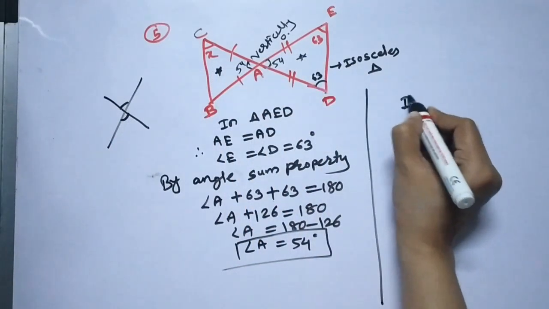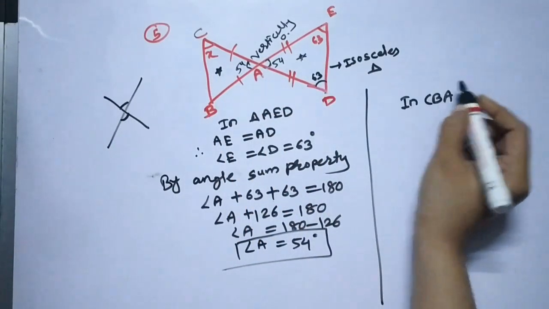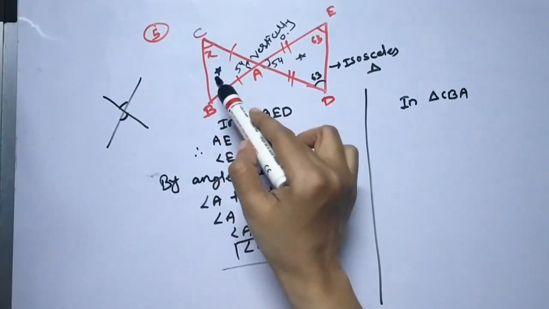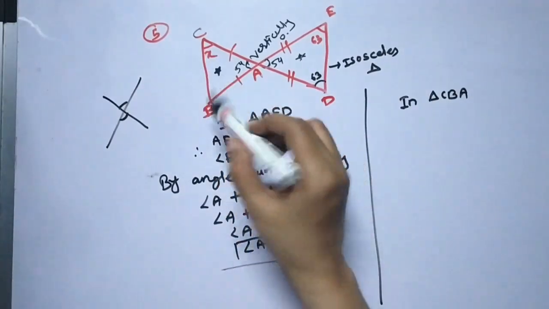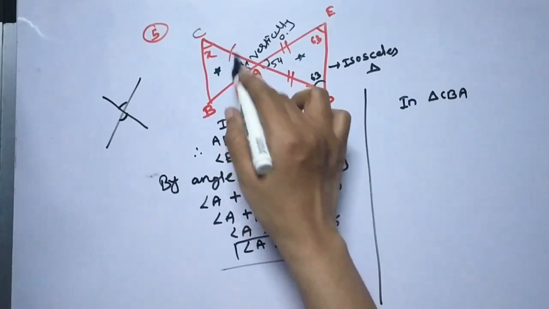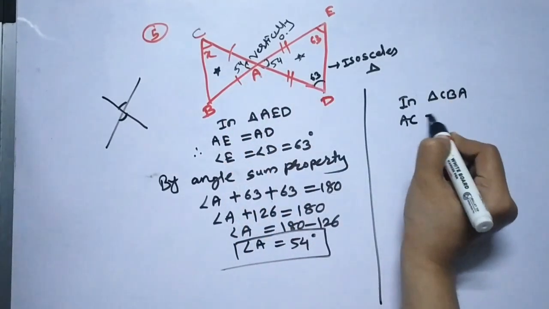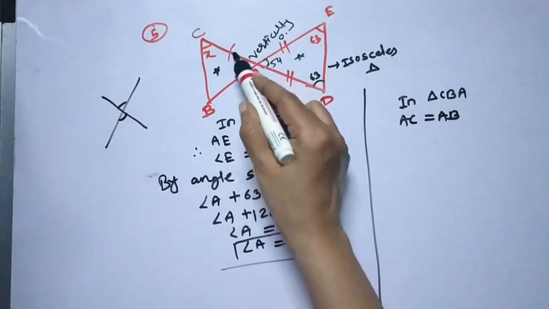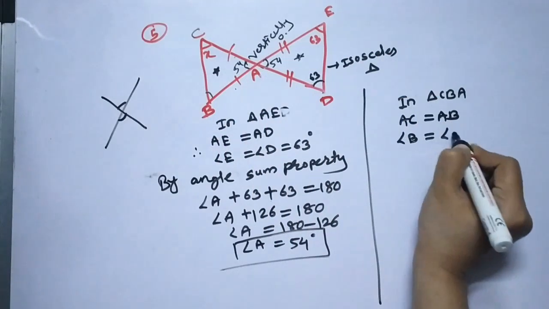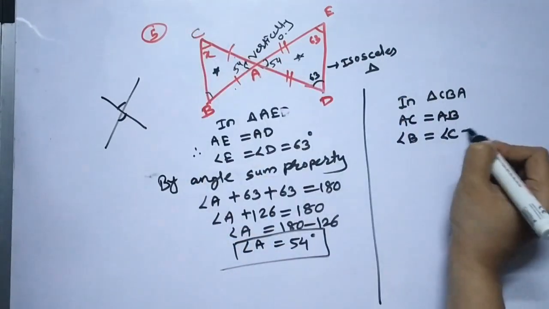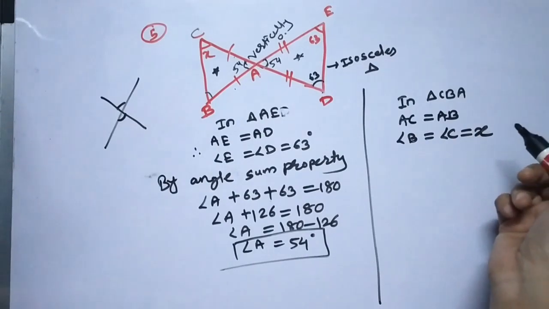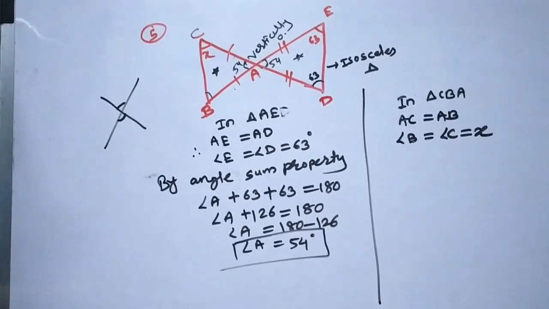So in triangle CBA. So friends, in this triangle CBA, it is also what? Isosceles triangle, as the two sides are equal. Side AC is equal to side AB. So its opposite angles are going to be equal. So angle B is equal to angle C, these angles, and both are X. Okay, opposite angles to the equal sides are also equal.